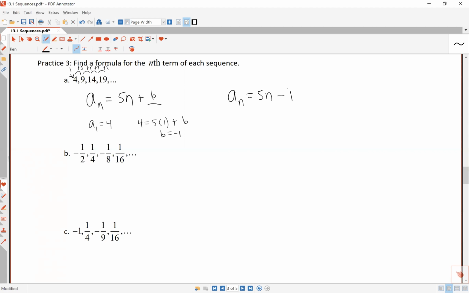Another way to find it is to remember from linear equations, mx plus b, the y-intercept is the 0th term. It would be the 0th term in the sequence if it existed. Instead of adding 5 each step, when you subtract 5, you get the 0th term as negative 1, or a sub n is 5n minus 1.